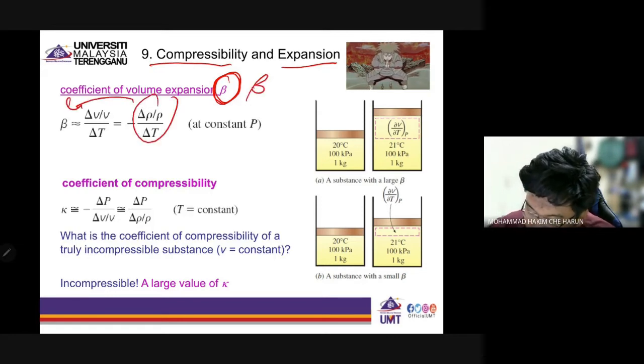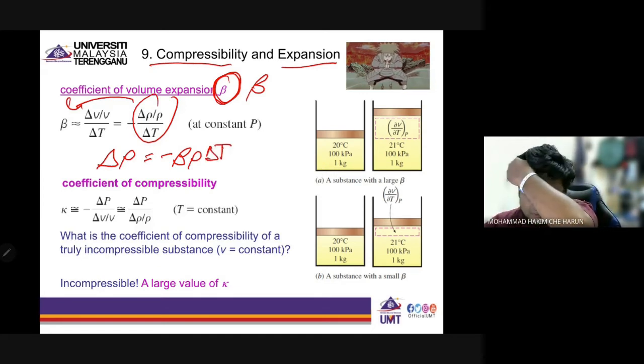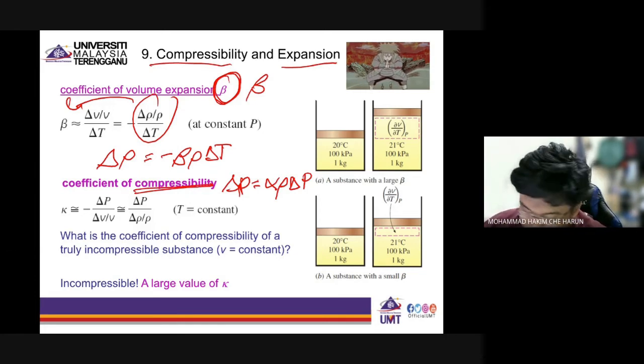Okay, so rearrange semua ni. Usually kalau dia tanya equation of expansion, selalunya equation dia akan bermula dengan the difference of rho, which means the density, equal to negative coefficient of volume expansion, beta, times rho, the density, times the difference of temperature. So that would be the expansion. The next one, the compressibility. Compress, yang ni makin kecil. So selalunya formula dia adalah delta rho, the change of density, equal to alpha rho delta P, delta P, the change in pressure. Okay, so that would be the formula for compressibility and expansion.